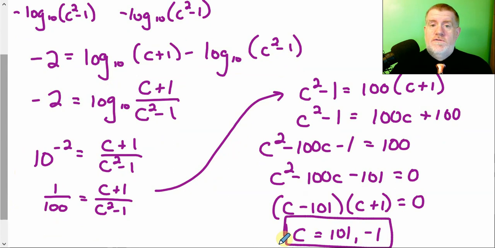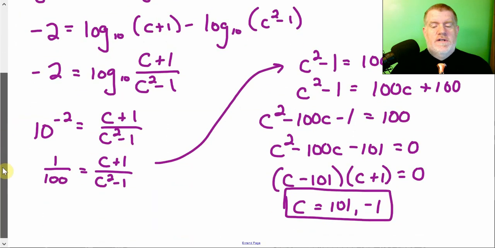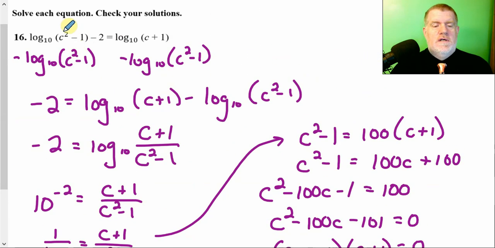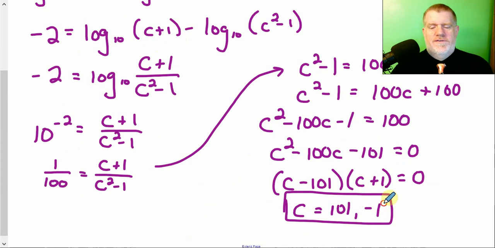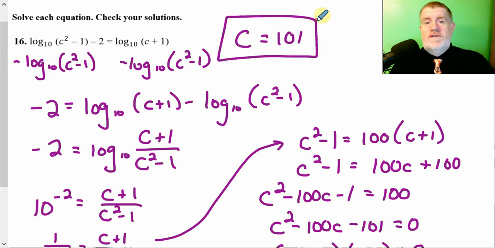All right, let's see which ones work. Let's try 101. 101 squared minus 1, that's definitely a positive number. Okay, now what about the negative 1? Negative 1 squared is 1. 1 minus 1 is 0. Oh, negative 1 plus 1 is 0. Remember, it can't equal 0. It's got to be a positive number in there. So I'm sorry, negative 1, you don't get to play, because if you did, you would destroy everything. That's how you solve these types of logarithmic equations.